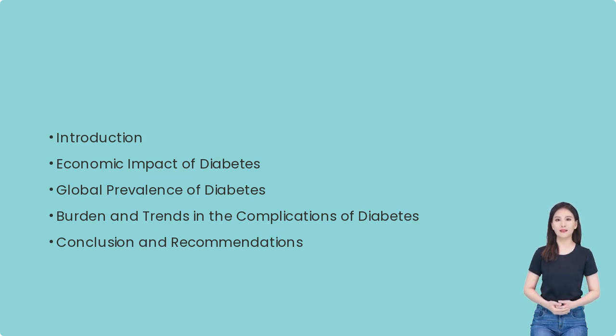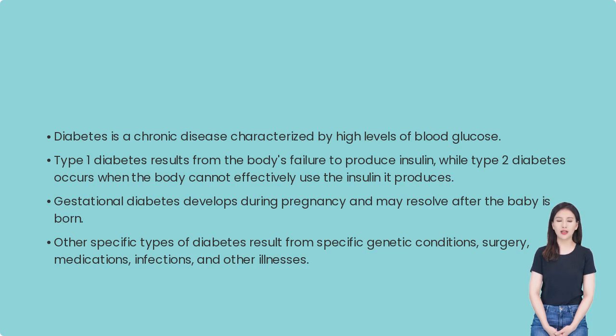Let's dive in. Diabetes is a chronic disease characterized by high levels of blood glucose. Type 1 diabetes results from the body's failure to produce insulin, while type 2 diabetes occurs when the body cannot effectively use the insulin it produces. Gestational diabetes develops during pregnancy and may resolve after the baby is born. Other specific types of diabetes result from specific genetic conditions, surgery, medications, infections, and other illnesses.